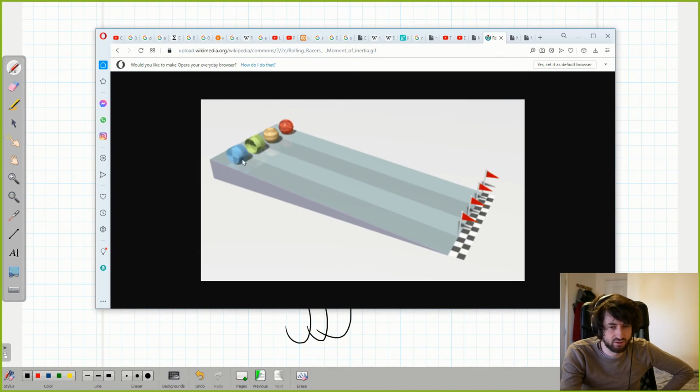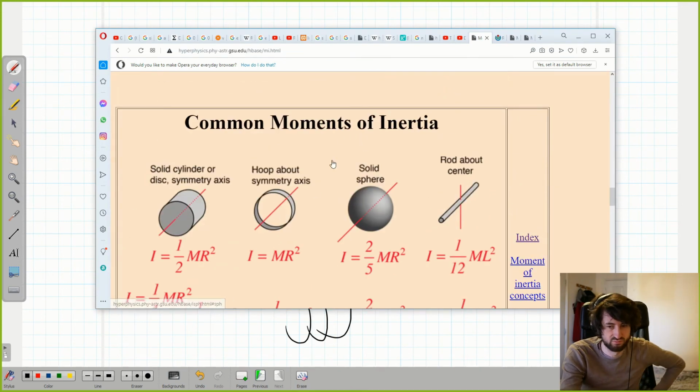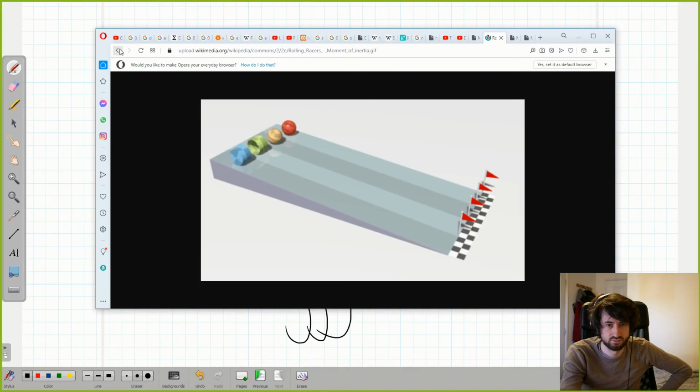In fact, you'd think with more friction it might get more traction, right? But no, it's all based on this. You see that this is 2/3, 0.66. This is 0.4. So this has a lower moment of inertia, so it rolls easier. This has a higher moment of inertia, so it rolls harder.